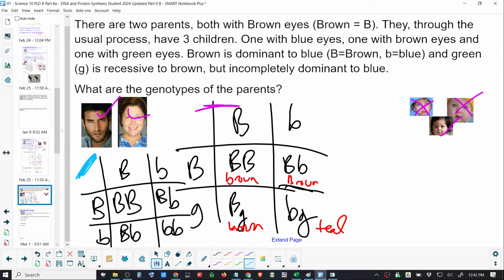Does it explain the parents? Yeah, so that explains both parents. They both have brown eyes. Does it explain the blue-eyed child? Yeah, we got a blue in there. Does it explain the brown-eyed child? Yeah, it's 75% chance they're going to have a brown-eyed child. Does it explain the green-eyed child? No. Does anybody have one that could explain a green-eyed child?